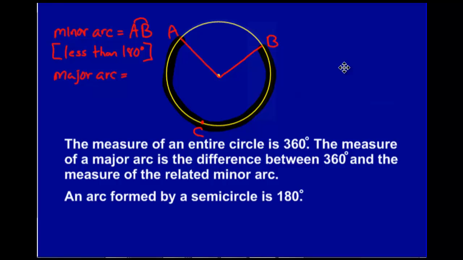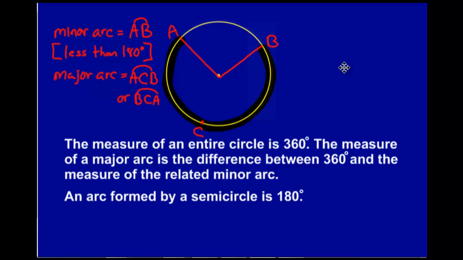That would be a major arc, and I would use three letters. I would call that arc ACB. Or if you want to flip the letters around, very similar to what we've done earlier in the year with segments, we could call that BCA.